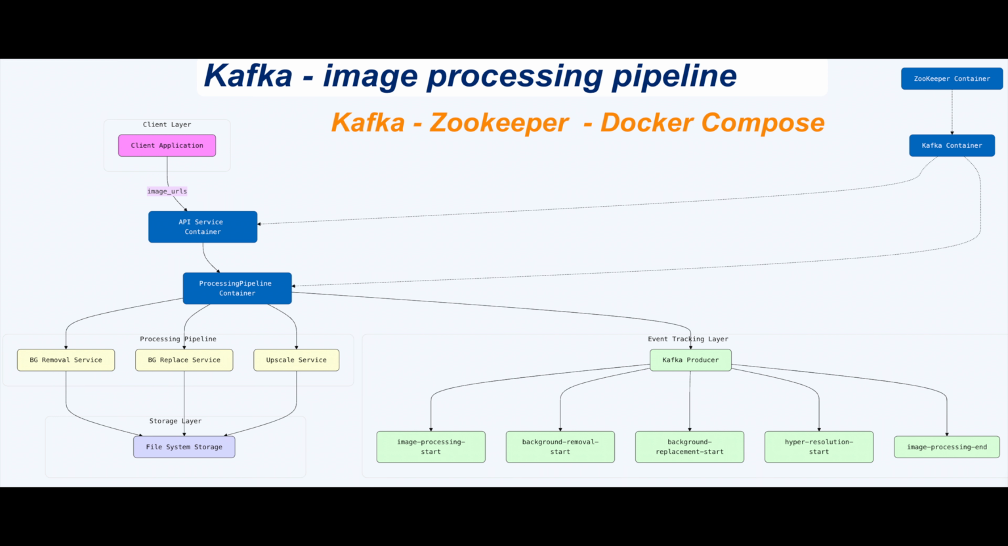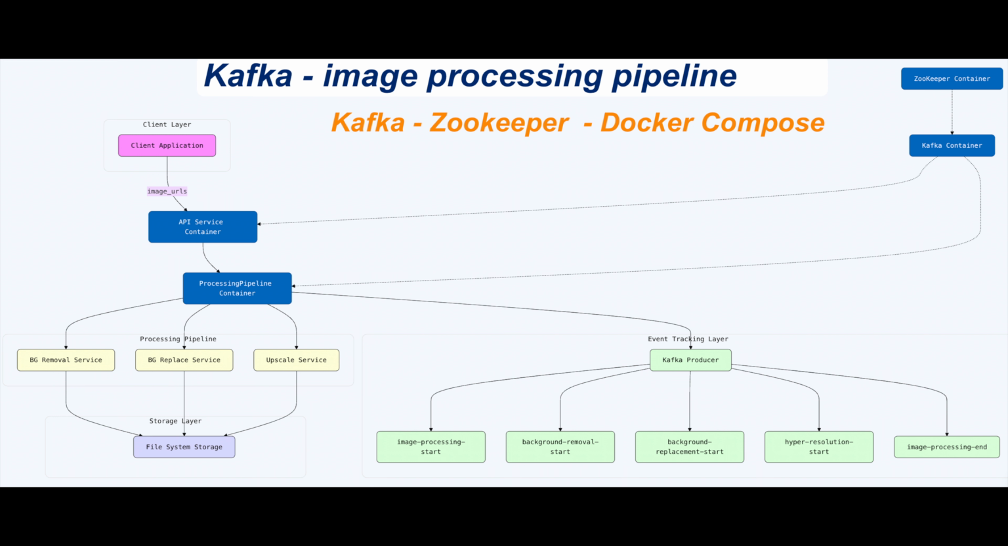isolated environment. And then we'll be seeing API services, which are custom API services that will perform image processing tasks, like background removal, which will remove the background of an image, then the background replacement service, which will replace the background of an image with a predefined background. And the third one is the upscaling service, which will enhance the resolution of an image.